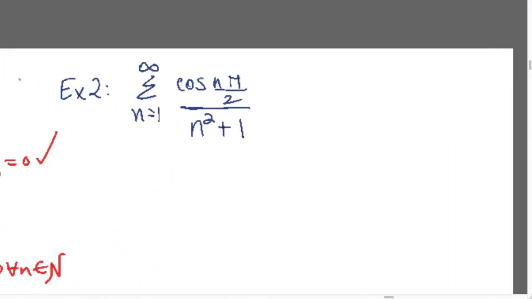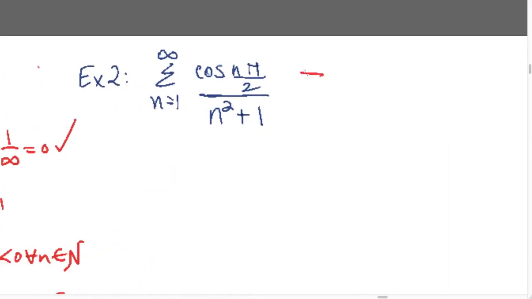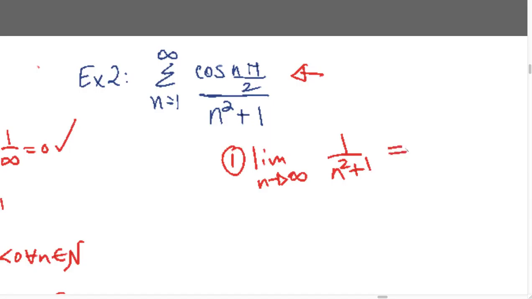Here we have another example, but it's slightly different in the sense that the cosine term is what makes it alternate. So we can drop that and take the limit as n approaches infinity of 1 over n squared plus 1, and sure enough, that gives you 0. So we're good to go there.